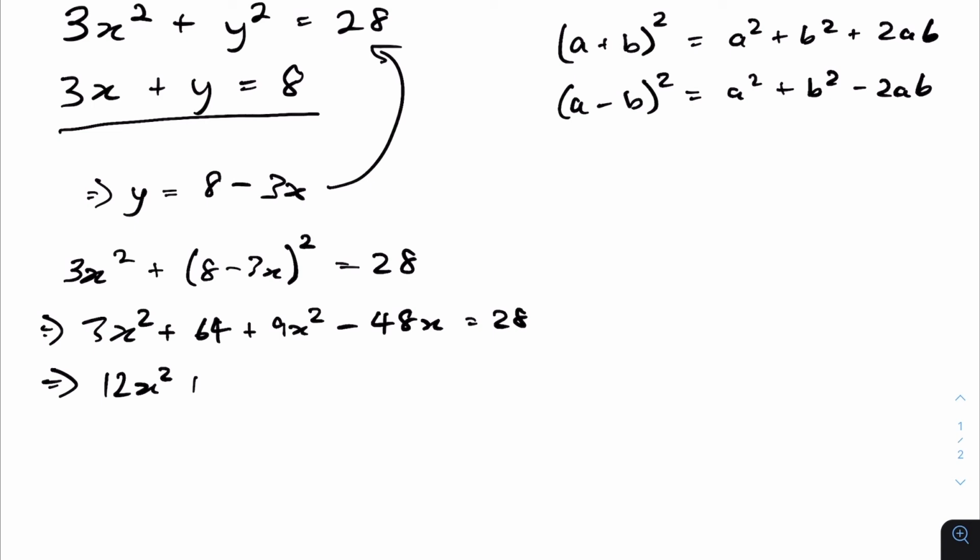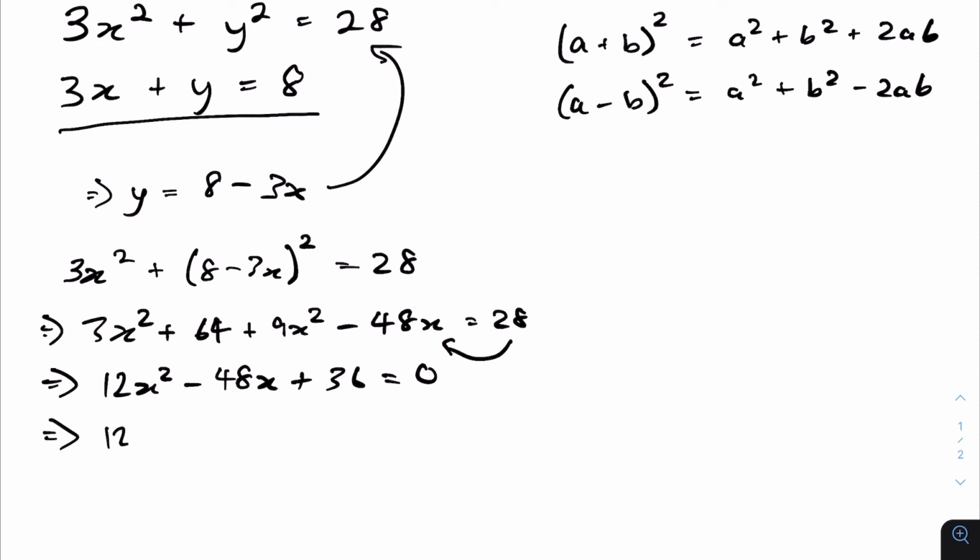So it's 12x squared, negative 48x here. And then we bring this to this side. So 64 minus 28 is 36. Plus 36 is equal to 0. But we don't have to stop there. We can actually factorize this more by getting rid of the 12, because it's divisible by every single term.